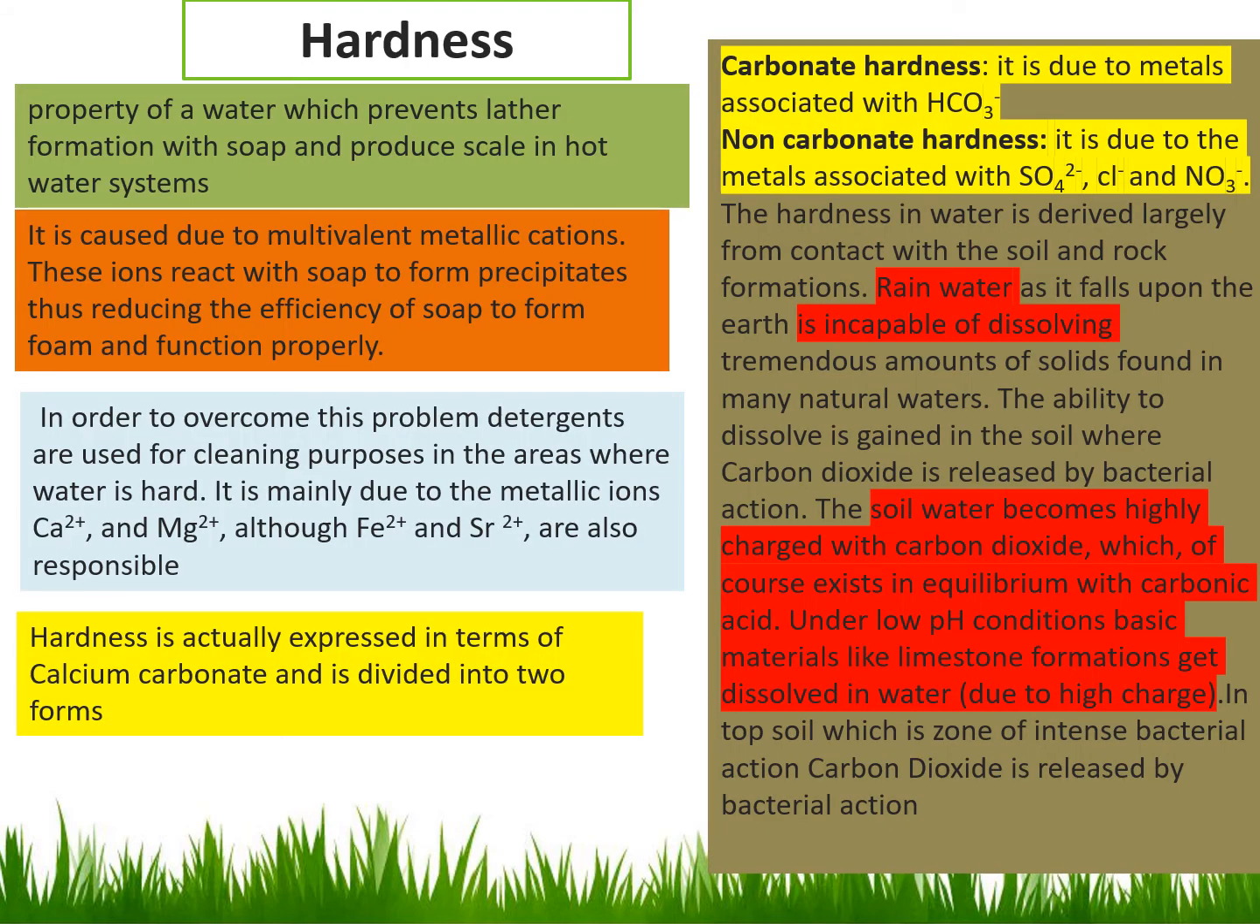We have another parameter, hardness, which is the property that prevents lather formation with soap and produces scale in hot water systems. It is caused by multivalent metallic cations. These ions react with soap to form precipitate, thus reducing the efficiency of soap to form foam and function properly. So I think you already have knowledge about it. Carbonate hardness and non-carbonate hardness. Carbonate hardness is due to bicarbonates. Non-carbonate hardness is about nitrates, chloride, sulfate.